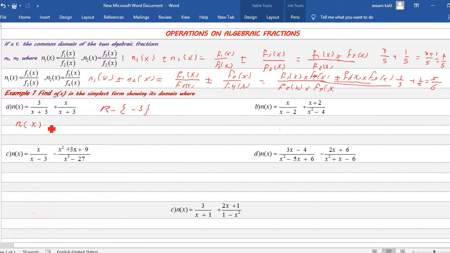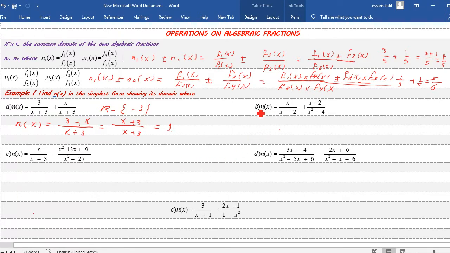n of x equals, x plus 3 is the common denominator between them, so it becomes 3 plus x. Rearrange the numerator, it will become x plus 3 over x plus 3. Make the simplest form: it will cancel x plus 3 with x plus 3 and become 1.